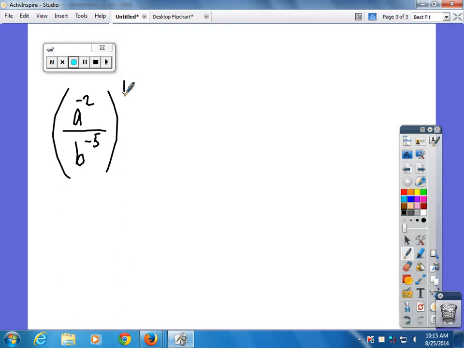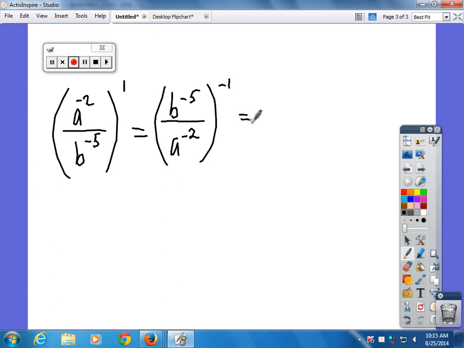Let's go ahead and actually flip it on the inside and change that to a negative 1. So B to the negative 2 over A to the negative 2. And what does that change that positive 1 to? A negative 1. And what does that do now? Use your product rule. B to the 5th over what?